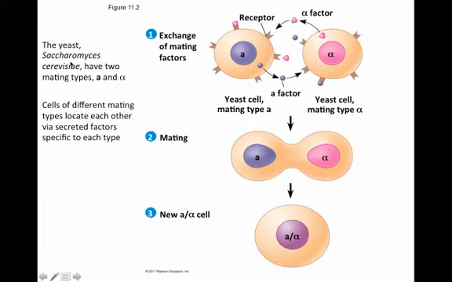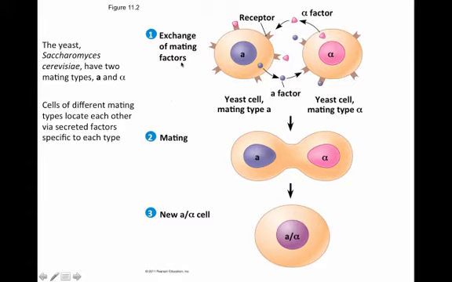Yeast, specifically the yeast that we find in bread and wine and beer, is noted here. And this yeast has two different mating types. There's an A and there's an alpha mating type. And as you notice here on this yeast cell, A, there are certain receptors depicted here in brown. And on this other cell, the alpha cell, there are also receptors there too. And so what this illustrates is how cells communicate, and even in mating, cells have to communicate. And there is a signal, there is a transduction of a signal, and then there is some type of response.